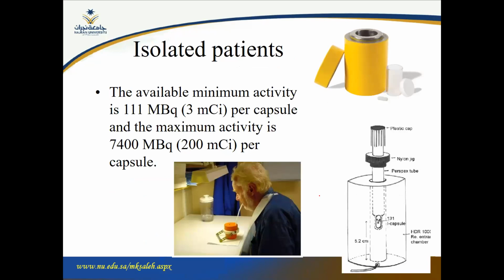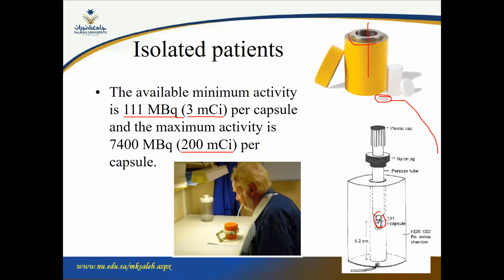Of course, for patients who take a high dose of iodine 131, we need to isolate them. We have a minimum activity of iodine 131 of 111 MBq, or in curies 3 millicuries per capsule, and the maximum activity is 200 millicuries per capsule. Iodine 131 can arrive as a solution or as a capsule like this, and the capsule is always kept in a container like this.